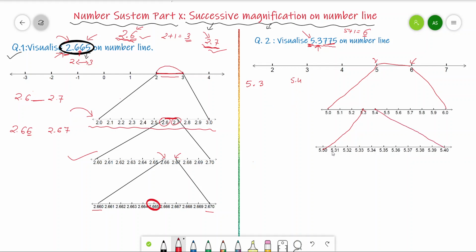We have got 10 divisions between them, 5.31, 32, 33, and so on. Now the next decimal place is 7, which means now the number will lie between 5.37, and if you add 1 to 7, you will get 5.38. So the number lies between 5.37 and 5.38. So here it is 5.37, here it is 5.38. So once again we will magnify the region between them.